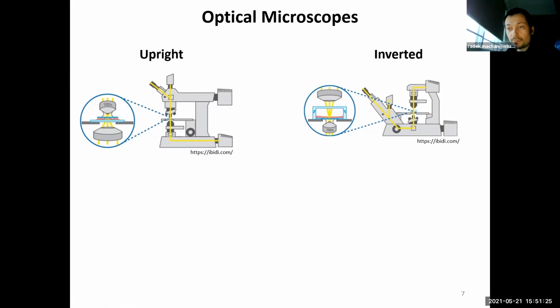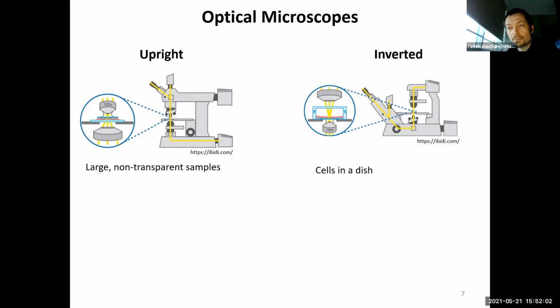Each of them is more suitable for a different type of sample. The inverted microscope is ideal for cells in a dish, because if we have cells sticking to the bottom of the dish, it's very convenient to look at them from the bottom. On the other hand, the upright microscope is better for large non-transparent samples, because when we come with the objective from the top, we can see better where we are looking at the sample.